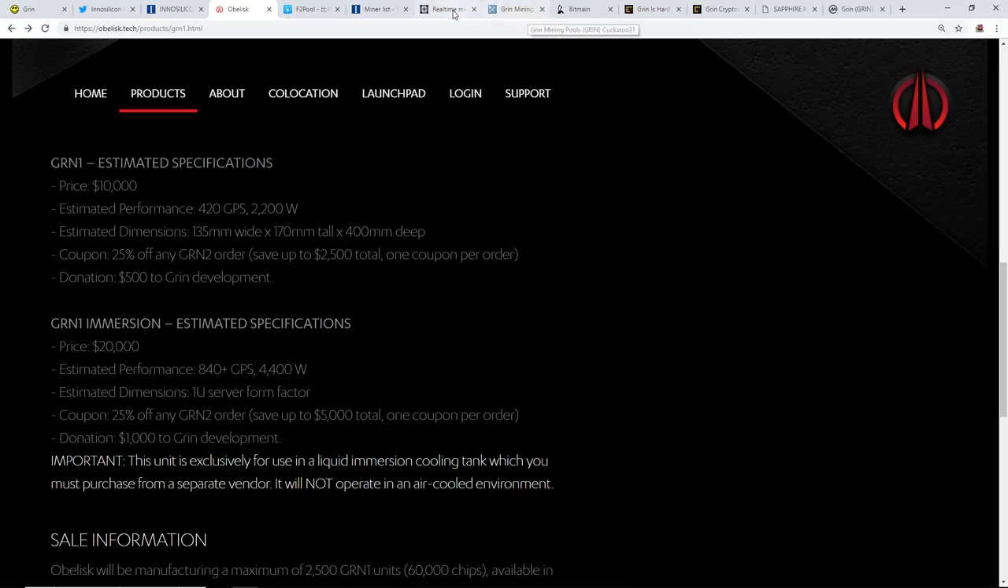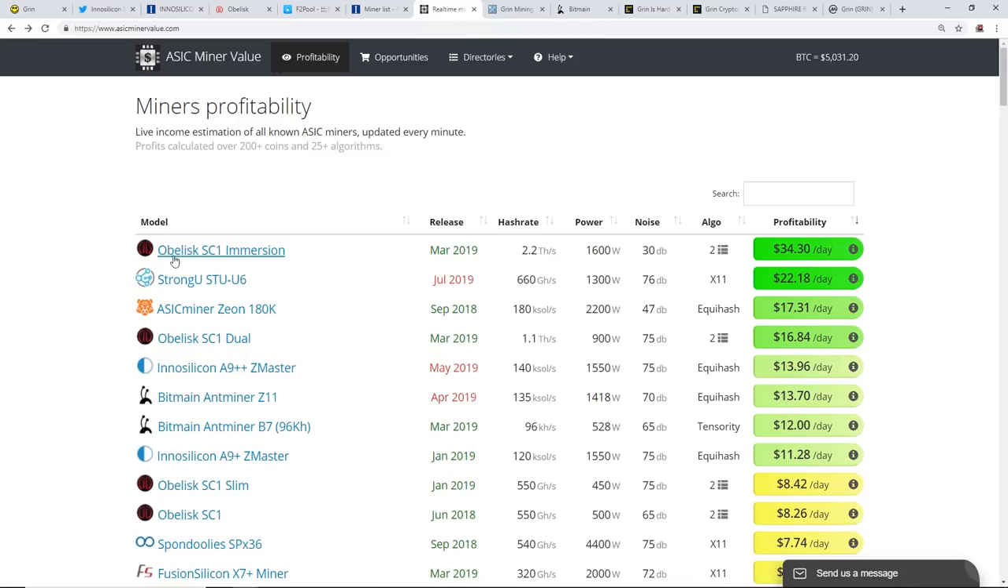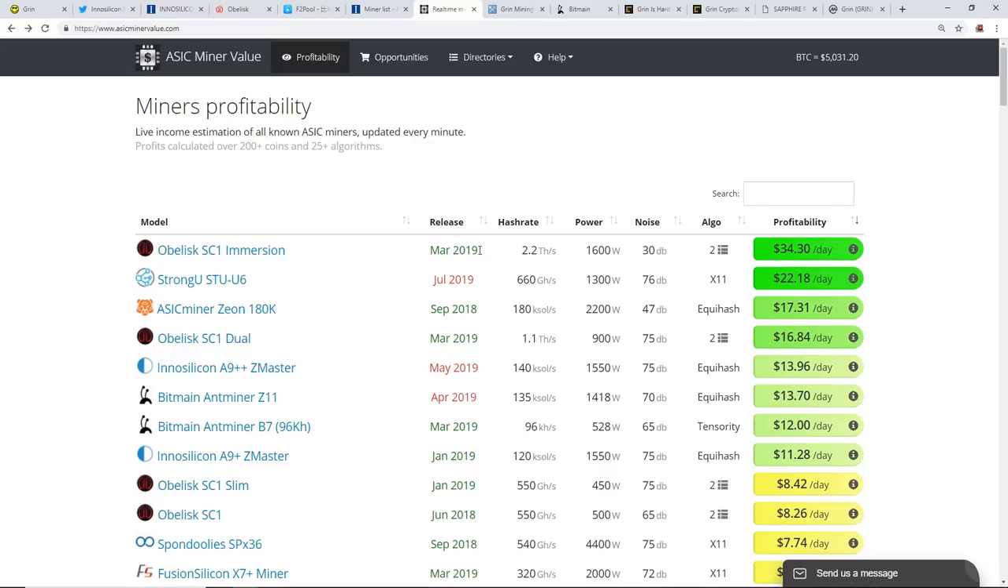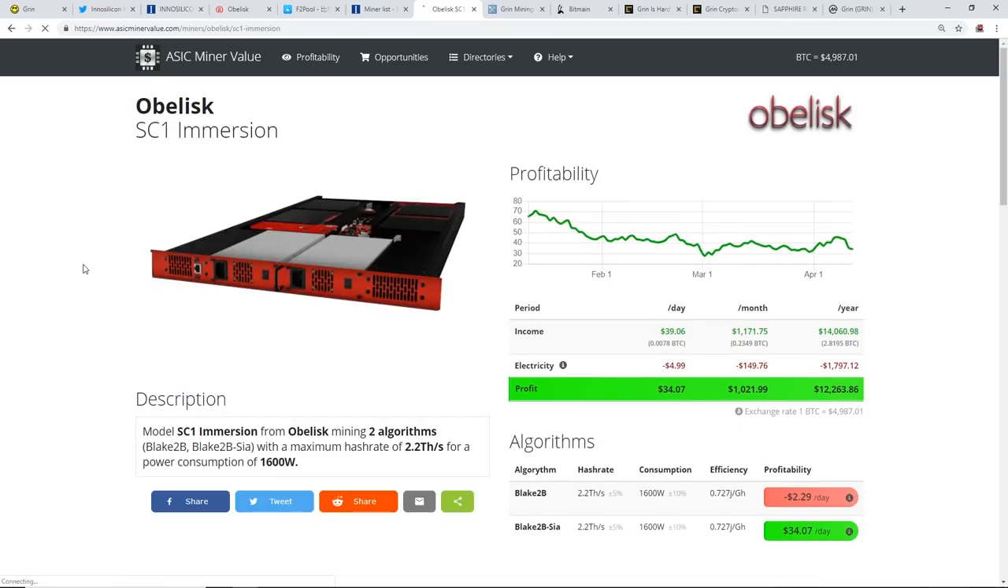If you guys don't know, they also have the Obelisk SC1 Immersion right now, and apparently that's being released literally right now as we speak in March 2019, at 2.2 terahash. This is for the Blake2B Sia algorithm. And as you can see, the profitability is going down for that.